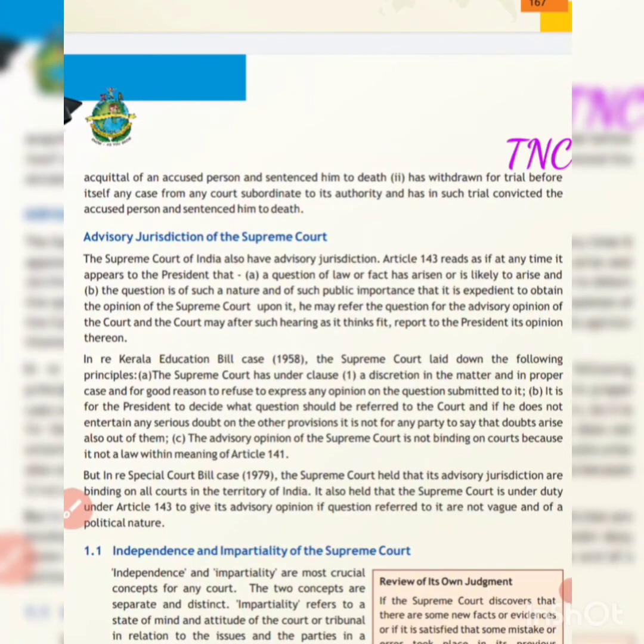Article 143 reads as: if at any time it appears to the President — now see, the President may or may not be an expert in the legal field — and if he needs some advice from the legal point of view on a matter, then he can take advice from the Supreme Court of India, and the Supreme Court can render its advice to the President under Article 143. So please remember this thing, the articles which are given.